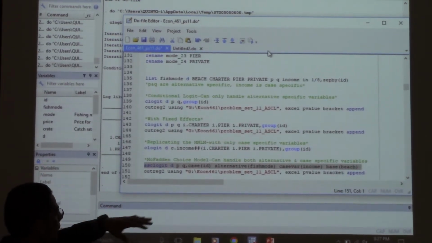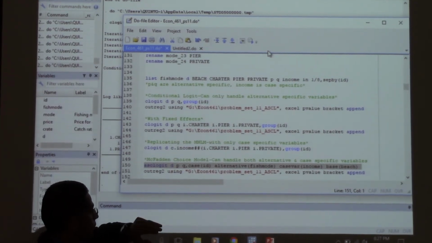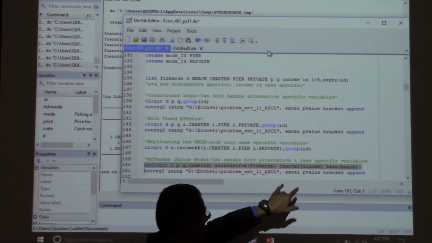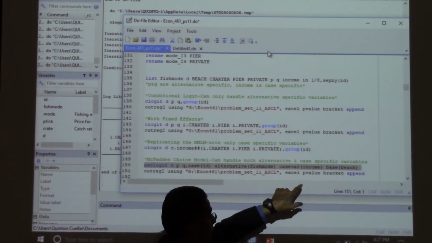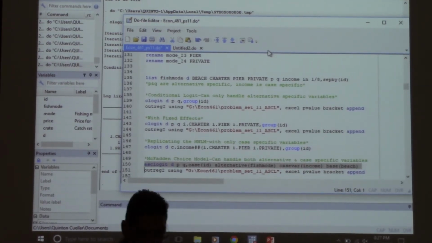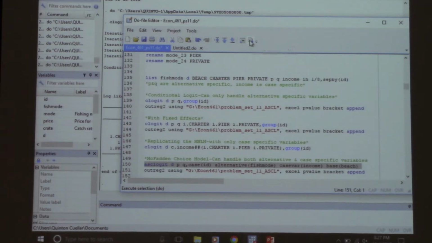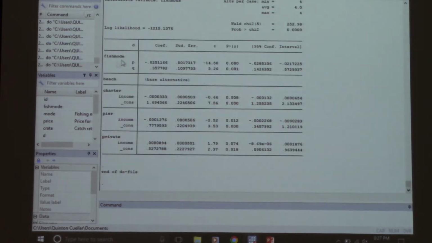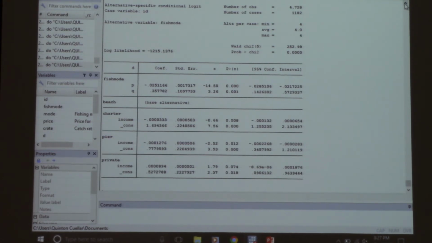And it handles our alternative specific variables, price and catch rate, as well as our case specific variables, and this is indicated by the case variable here. In the parentheses is our case specific variable income. And again, this is our model of choice. And we talked about the interpretation here.